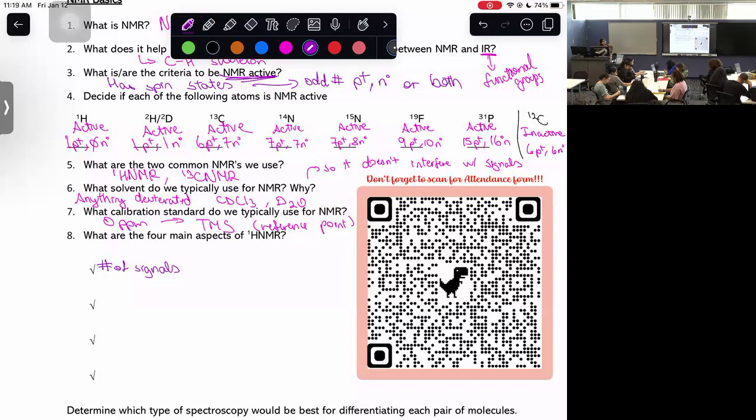Now, how do we know we have a specific number of signals? What are we trying to look for? The peaks, the ones in the same group. They're in the same group, they're exposed to the same thing. So they're basically siblings, okay? So let's just write unique environments.